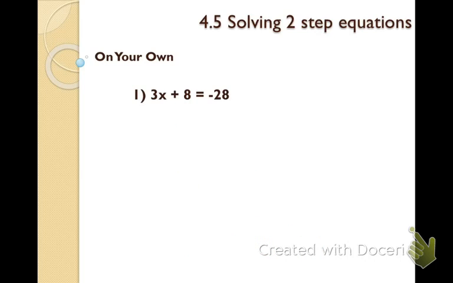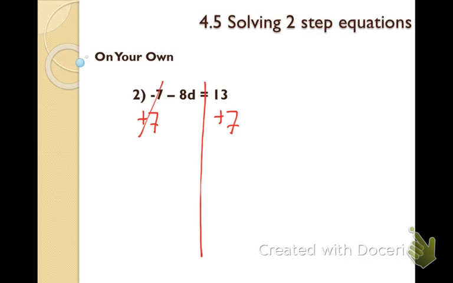Like I said, if you need to push pause, you can easily do that. I'm going a little fast through these examples, so check your work and make any corrections as necessary. First thing, I want to add 7 to both sides. I'm left with negative 8d equals 20. Now I want to divide both sides by negative 8.